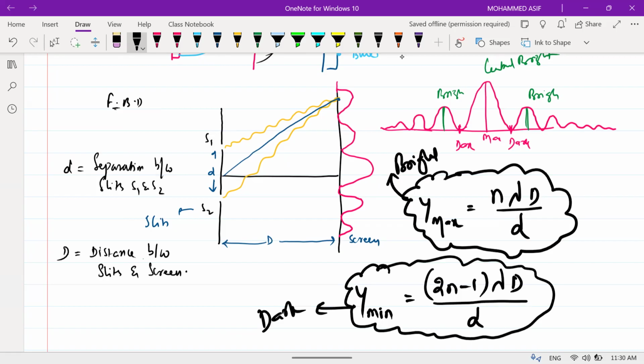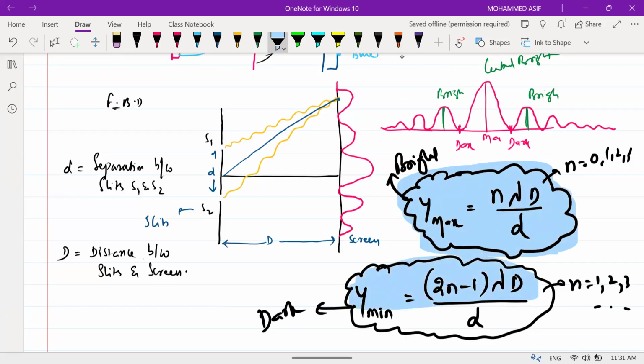Bright point n value is 0, 1, 2, 3, and dark point n value is 1, 2, 3. So the bright point Y maxima is equal to n into lambda into capital D divided by small d. Lambda is wavelength, small d is the distance between S1 and S2, and capital D is the distance between the screen and the slits.